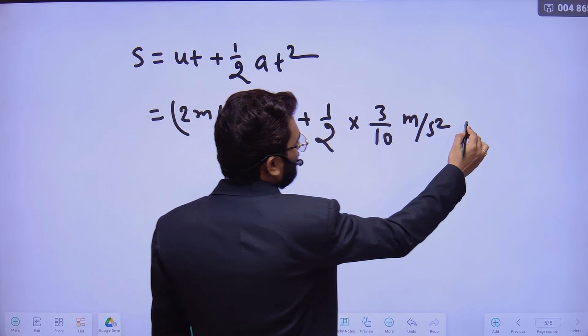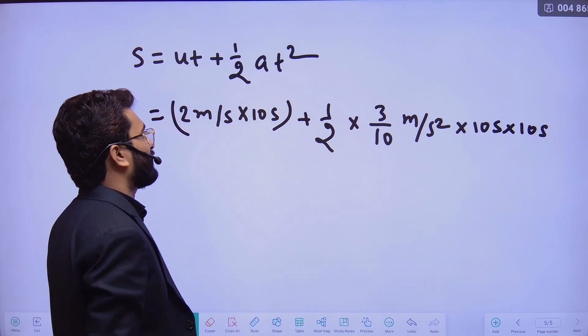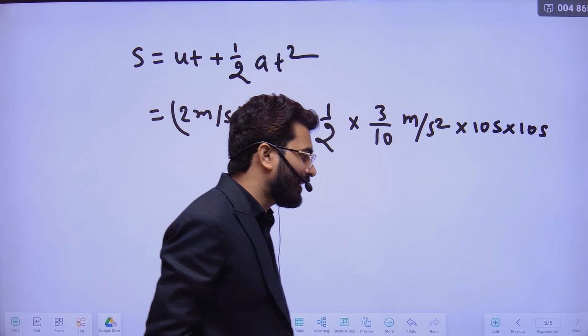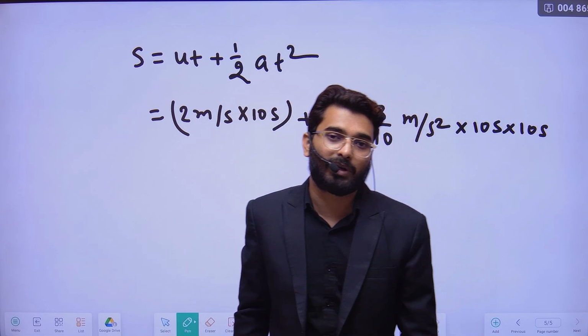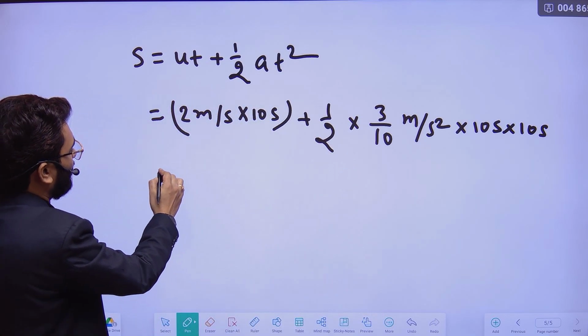So 10 second means 10 second multiplied by 10 second. Why? Because he has written t square. T square means when we multiply t with another t, that makes t square. So this is the t square, meaning 10 second multiplied by 10 second.